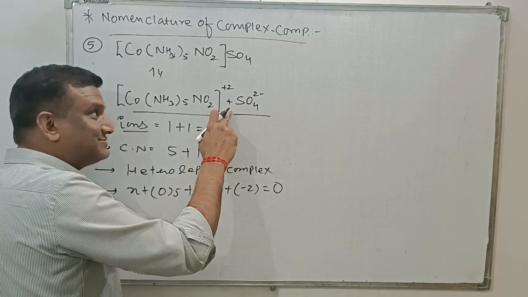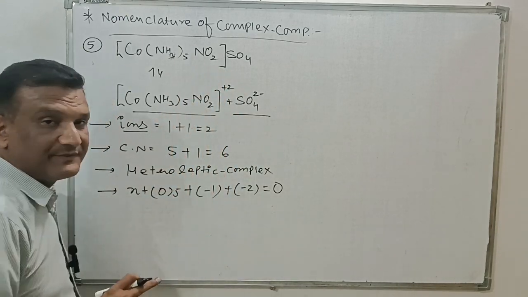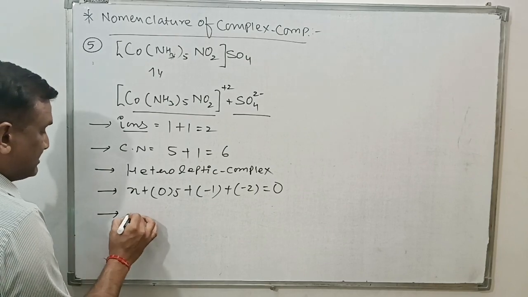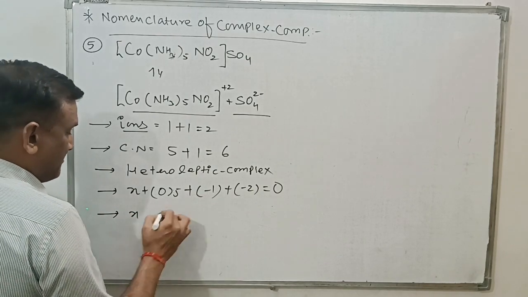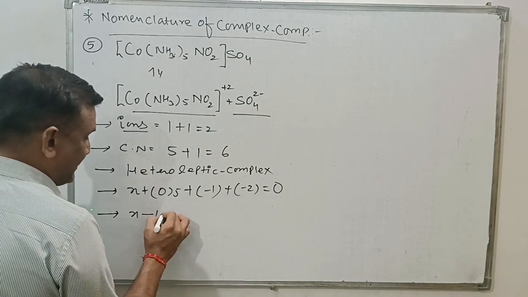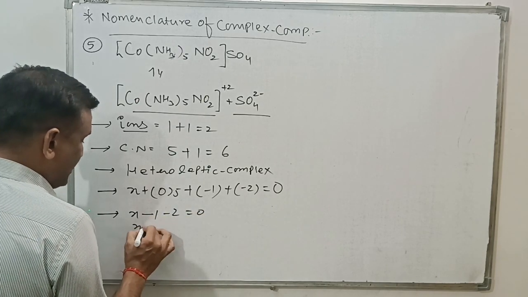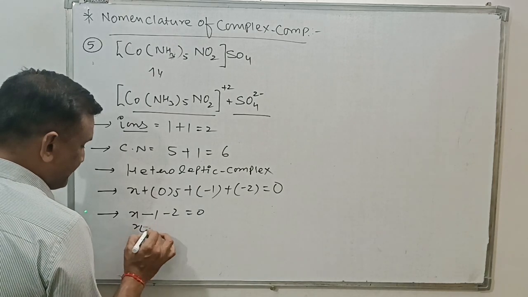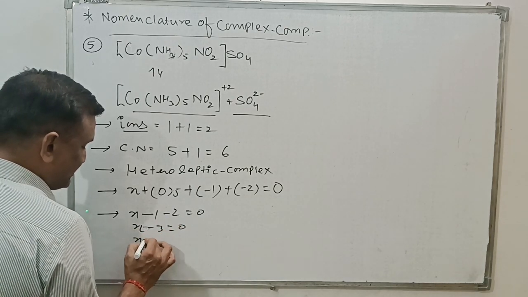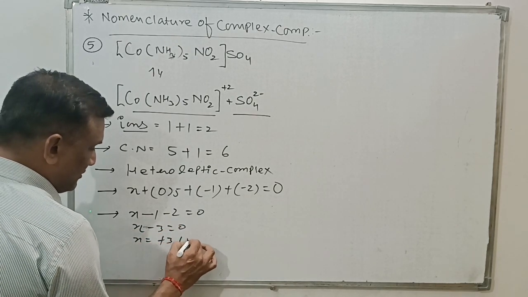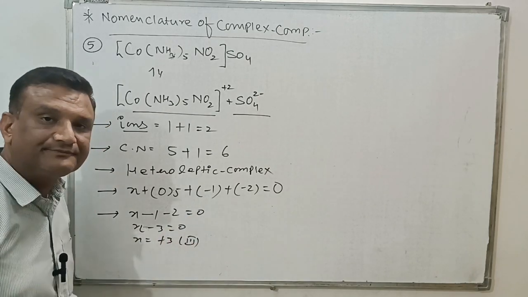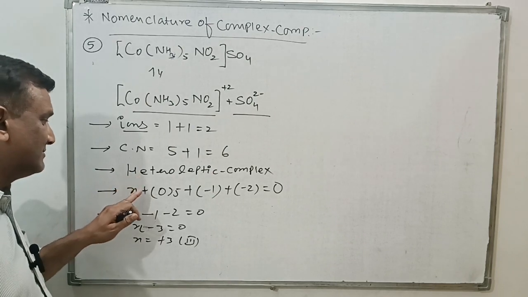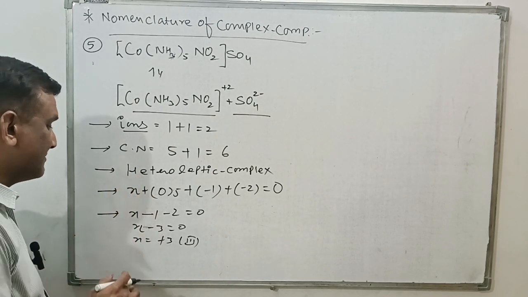You will not go with this structure, you will go with this structure. That's why we are writing 0 here. So x remains, 0, minus 1, minus 2 equals 0. x minus 3 equals 0, so x equals plus 3. The oxidation state will be third. This was about the ions, coordination number, heteroleptic complex and oxidation number.